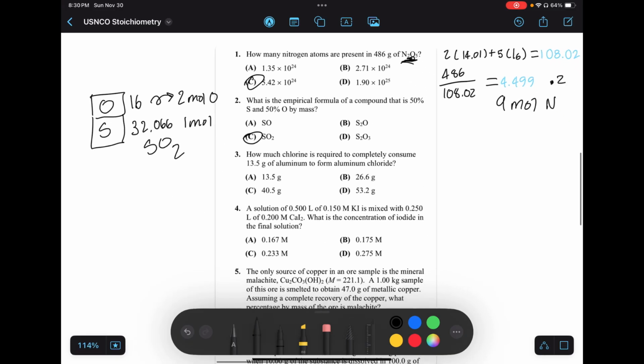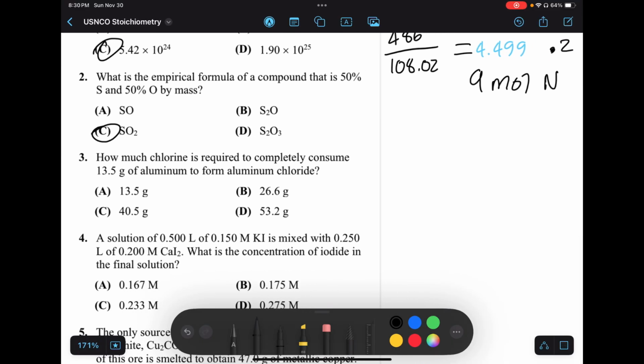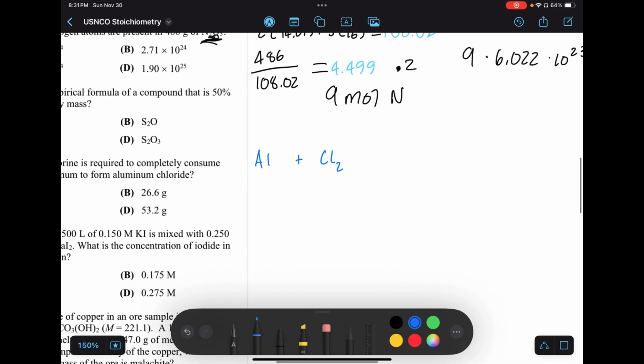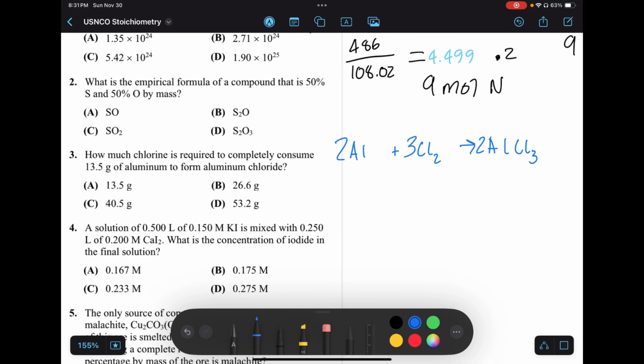All right, next: how much chlorine is required to completely consume 13.5 grams of aluminum to form aluminum chloride? So let's write the balanced equation here. We have Al plus Cl2 gives us AlCl3, because aluminum has a +3 charge. So we're going to put 2 right here, a 3 right here, and then a 2 right here. Yeah, that looks right. Okay, cool.